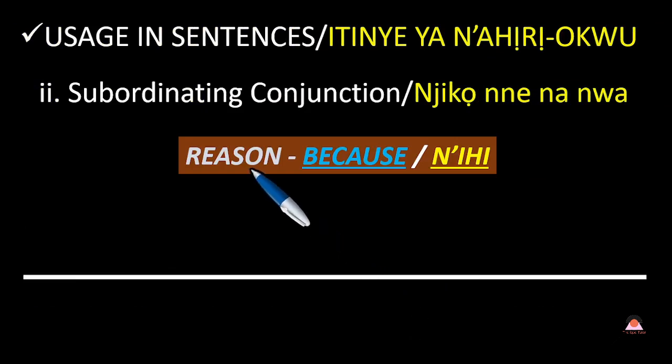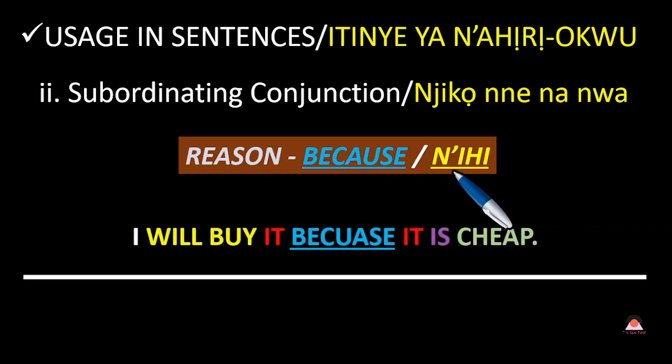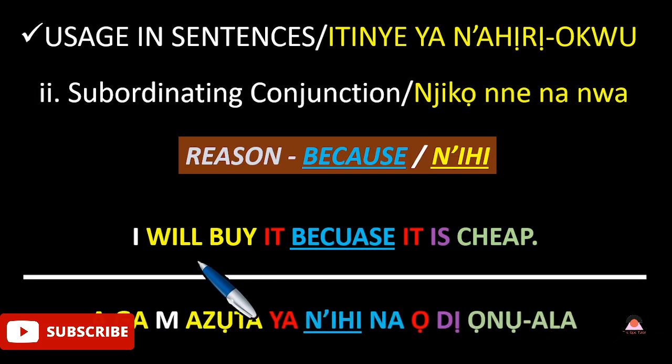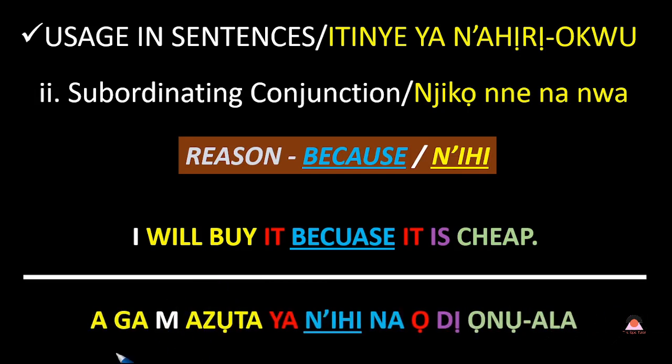We'll move on to reason. Reason class. And the example here is because. Because in Igbo is nihi. Sometimes it's nihina. Especially when we use them in a sentence, we add na to it as it may be required. The sentence is, I will buy it because it is cheap. Let's see the Igbo version. Aga m azụta ya n'ihi na ọ dị ọnụ ala. I just said earlier that sometimes you put na to it, nihi na, okay?